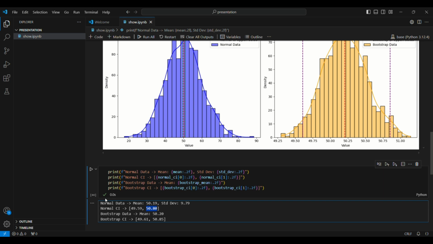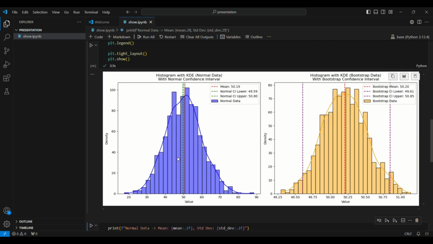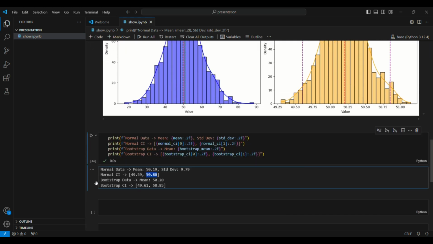Next, we employed the Bootstrap method, a valuable technique that allows us to assess the variability of our data by resampling. In this process, we took multiple random samples from our original dataset. The mean from our Bootstrap samples came out to be 50.20 with a Bootstrap confidence interval of 49.61 to 50.85.